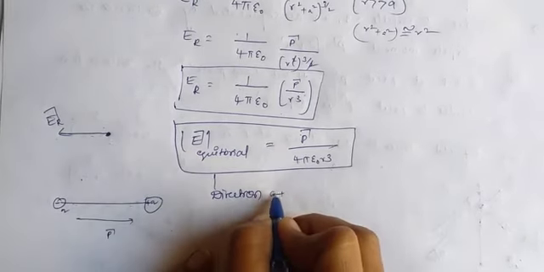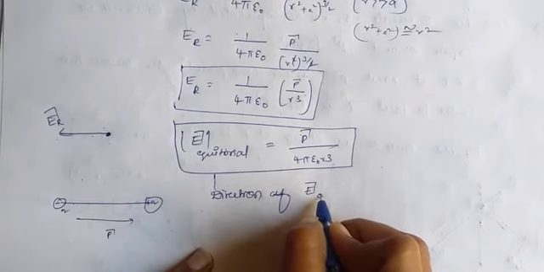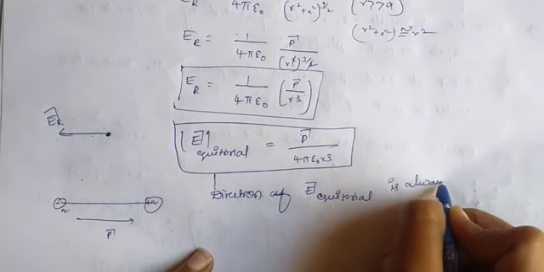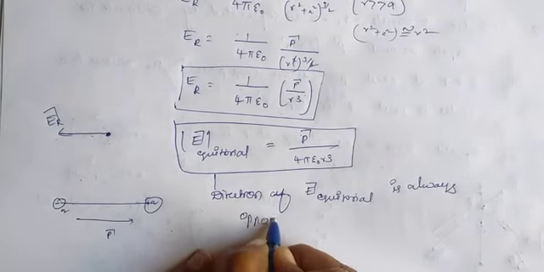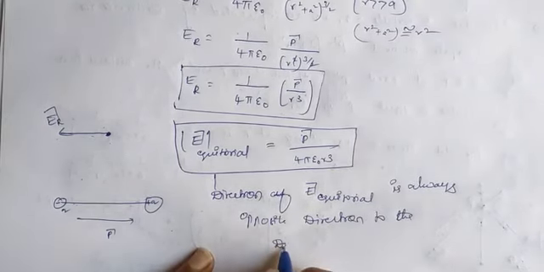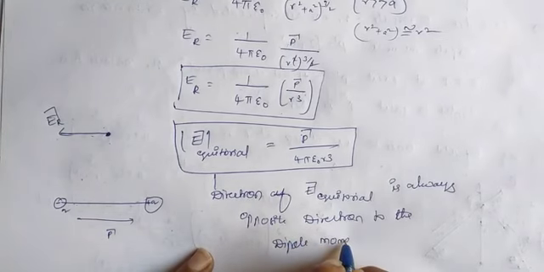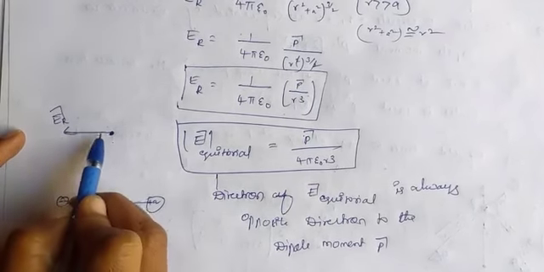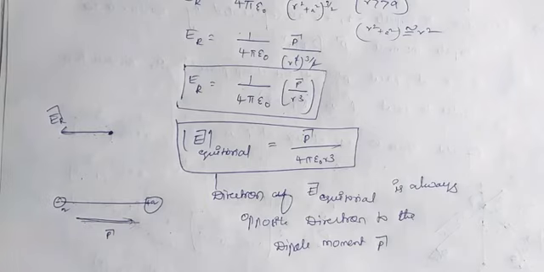So that means the direction of the electric field at the equatorial point is always opposite to the dipole moment, P. Okay, so the dipole moment direction is from here to here and the electric field direction is from here to here. So when we are taking any point on the equatorial line, the direction will be opposite to the dipole moment. The direction of the electric field is always opposite to the dipole moment.